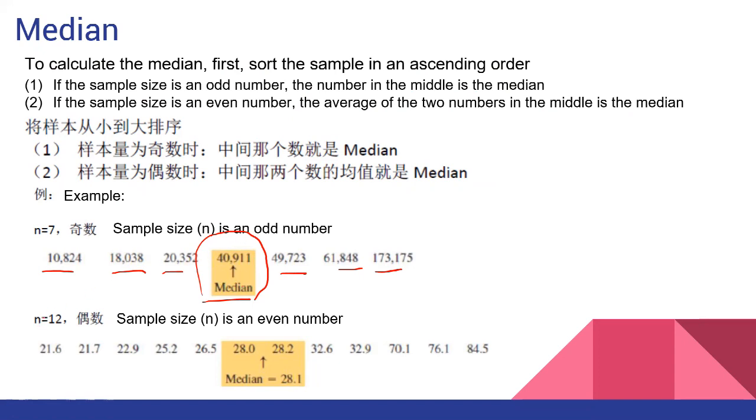For another example, when n is 12, which is an even number, how do we calculate the median here? First, we should sort all this data in ascending order, right? That means from the smallest to the largest. Because 12 is an even number, the average of the two numbers in the middle, which is 28.1, is the median. Now you should be able to calculate the median given a set of sample data. Okay, I'll give you 2 minutes to have a look at these. And after that, you'll see some concrete examples.